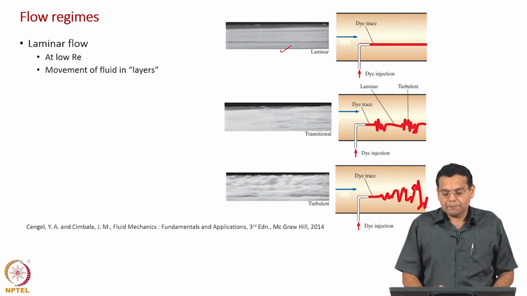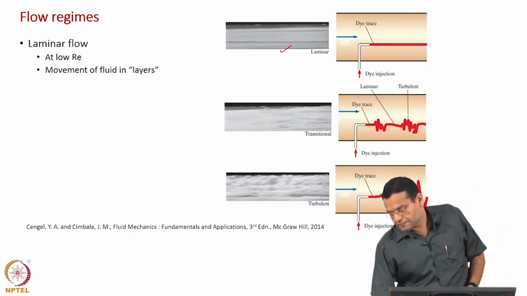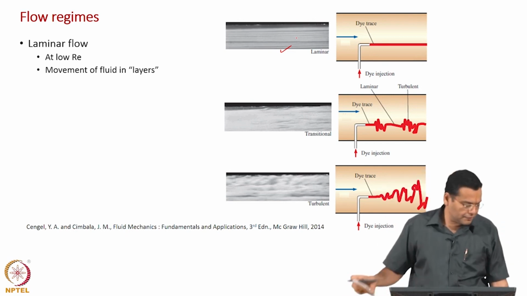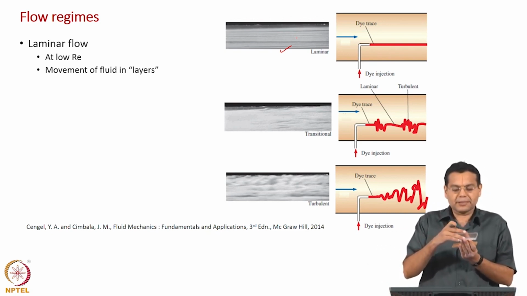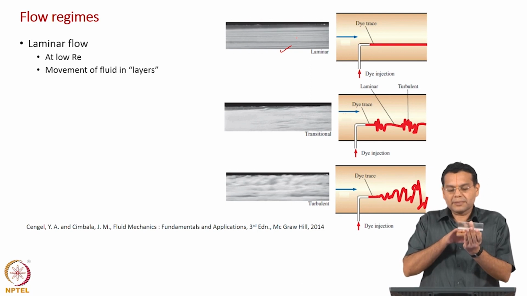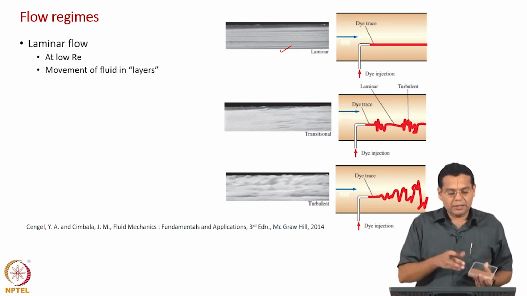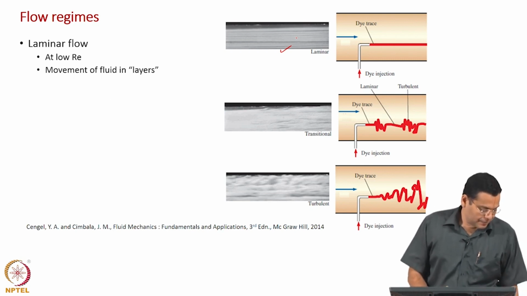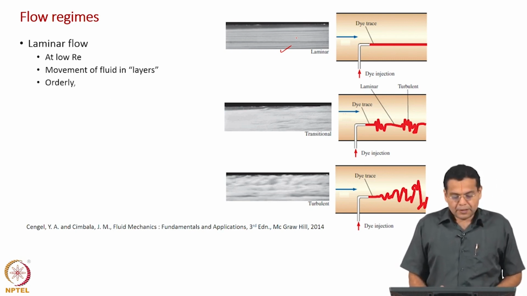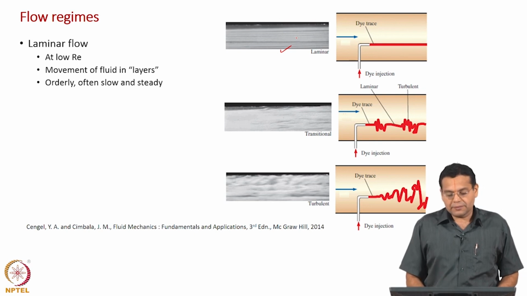And if you have a flow between, let us say, two parallel plates, or flow in a pipe, etc., flow happens layer by layer. So, movement of fluid is layer by layer, and it is a very orderly flow, that is very obviously visible, of course often slow because Reynolds number is less, and steady as well.